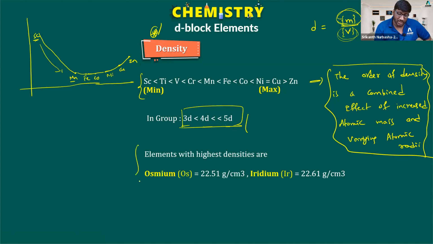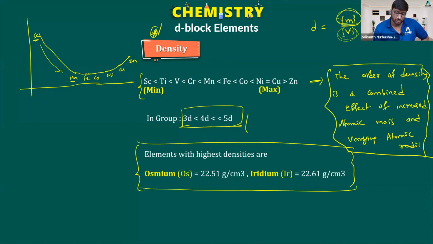And these are the elements with the highest densities in the periodic table. Osmium 22.51 gram per centimeter cube, iridium 22.61 gram per centimeter cube. Write down these elements, remember. Elements with highest densities are osmium and iridium. Osmium is 22.51 gram per centimeter cube. Iridium is 22.61 gram per centimeter cube. This can be understood: 3D less than 4D, then much less compared to 5D. This can be understood by increased metallic bonding.